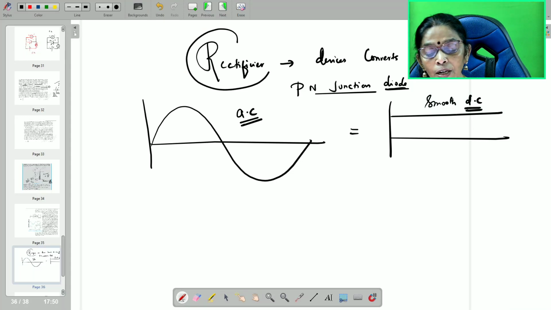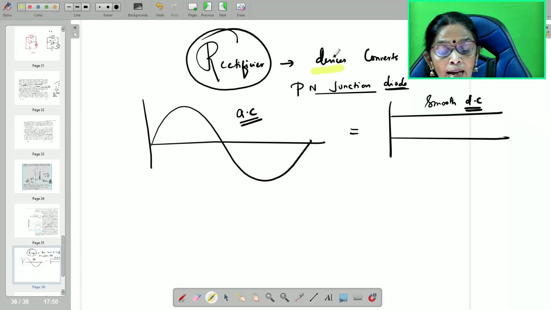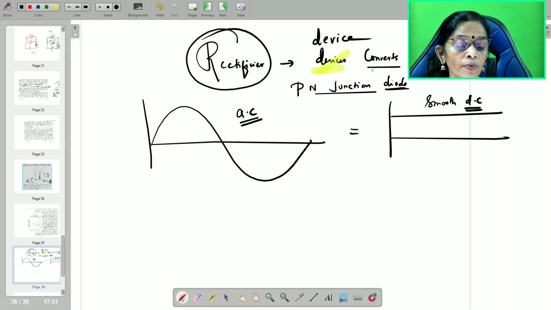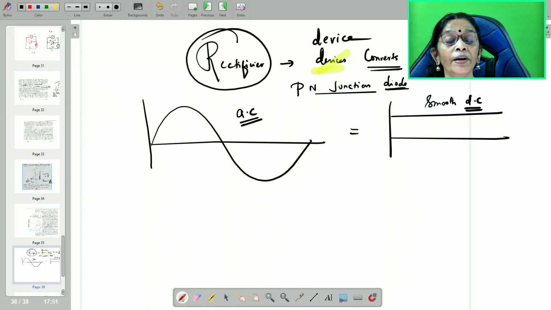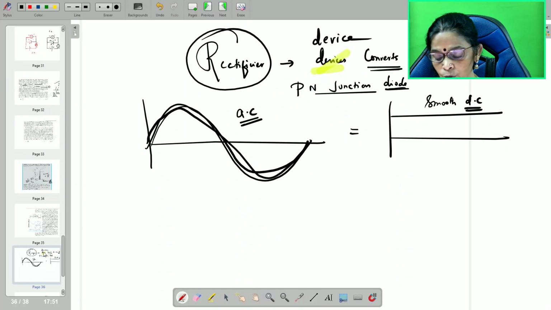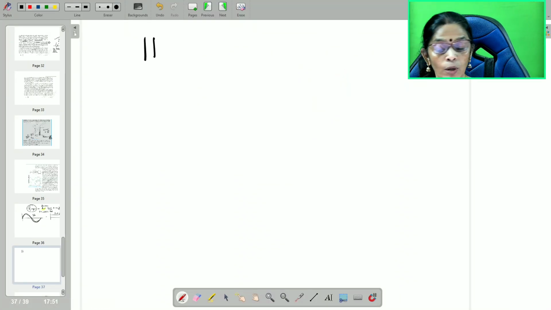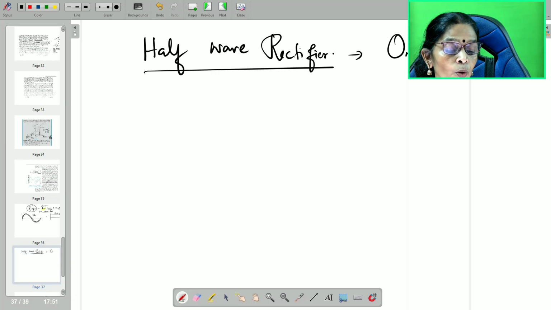So, what is a rectifier, children? I have told you, once again let me repeat it. Rectifier is a device used to convert alternating current, a fluctuating current, to smooth DC output. Let us see how the rectifier works. There are two types of rectifier. One is the half wave rectifier. What does it use? Half wave rectifier uses only one diode.